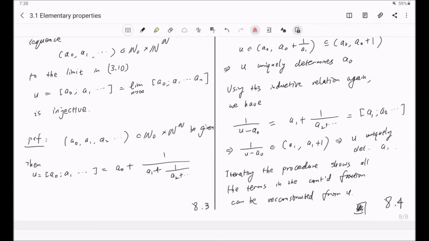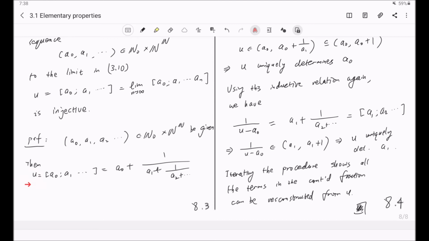And finally, I want to make a remark here that this procedure gives you a way to find a0, a1, a2, etc. with a real number u. So you can find those integers a_n with the given real number u.